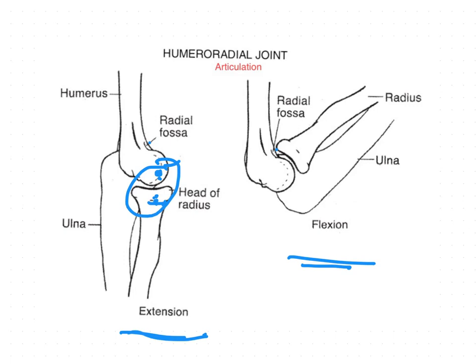Here we have seen the articulating surfaces of the humerus and also the articulating surfaces of the ulna and radius, and the articulations of all these bones which form the elbow joint. In the next session we are going to see the joint capsule and the ligaments around this elbow joint.